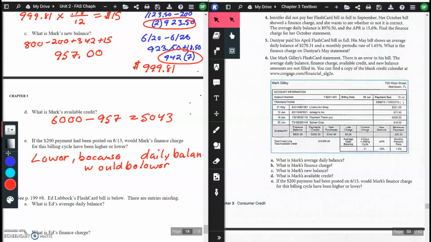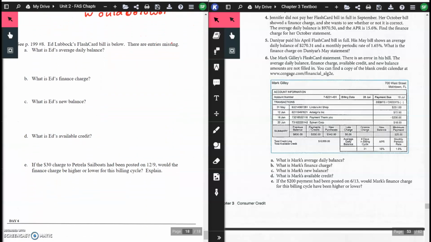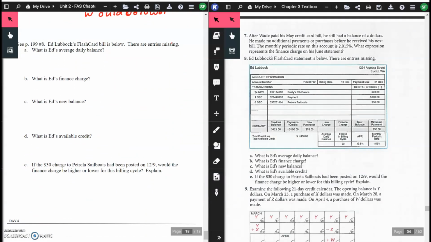All right. Let's go on to question number 4. We're going to refer to page 199, number 8. This is his credit card bill off to the side here. What is Ed's average daily balance?